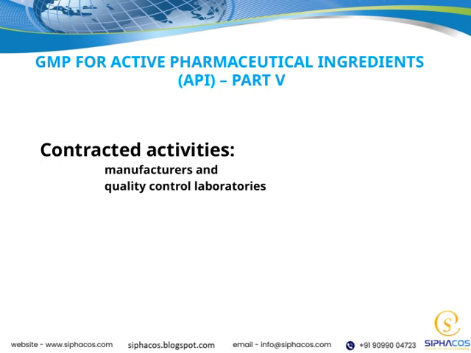Similarly, quality control laboratories are responsible for testing and verifying that the APIs meet specified standards. They perform rigorous analyses to detect any impurities or deviations. Both manufacturers and QC labs are integral to maintaining the integrity of the supply chain. This section ties into our overall theme of GMP for APIs by emphasizing the importance of contracting only qualified, compliant partners. Their activities ensure that the APIs we rely on are safe, effective, and of consistent quality, which ultimately safeguards patient health and supports regulatory compliance.